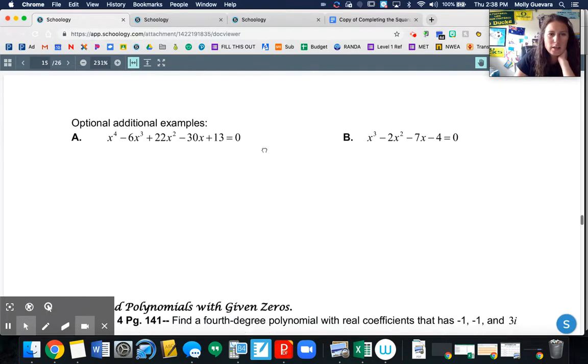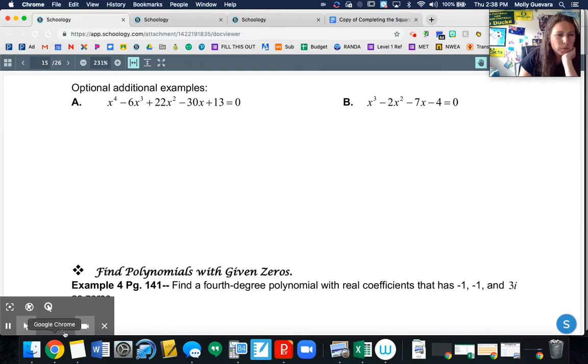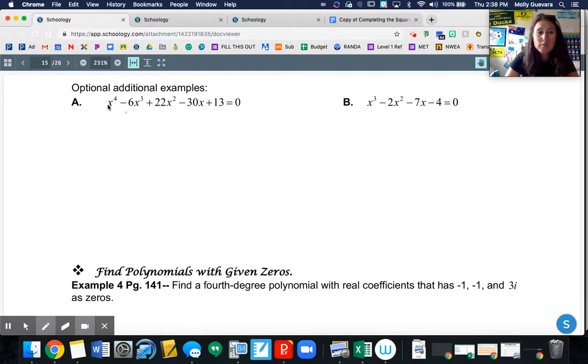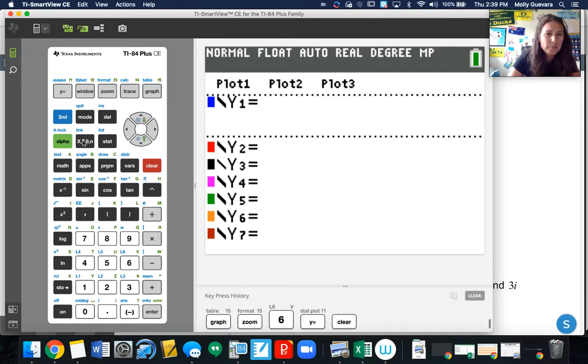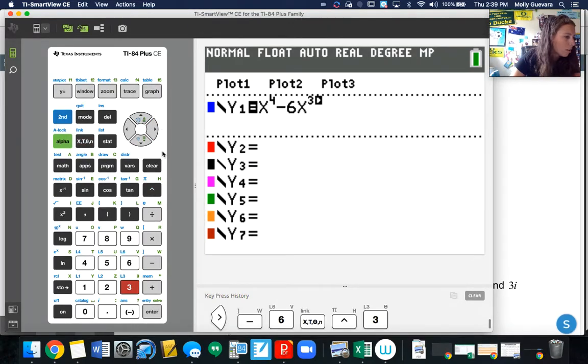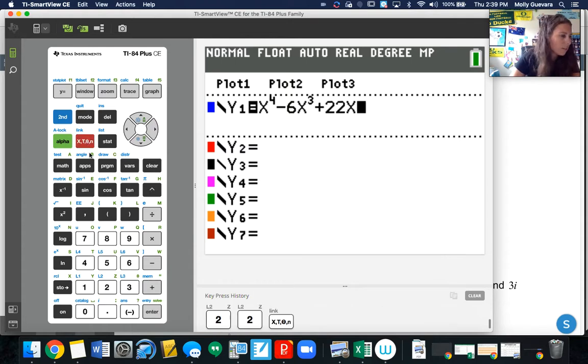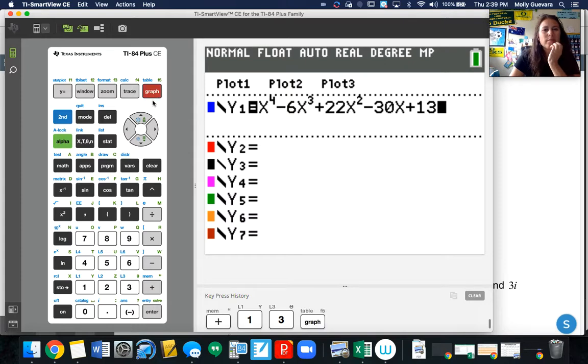So let's look. Optional examples. We're going to do these as well. Okay, first thing I see, I have no clue how to factor x to the 4th. So my first step is to go to my calculator and enter this into my calculator. So x to the 4th minus 6x cubed plus 22x squared minus 30x plus 13. Okay, and I'm going to hit graph.